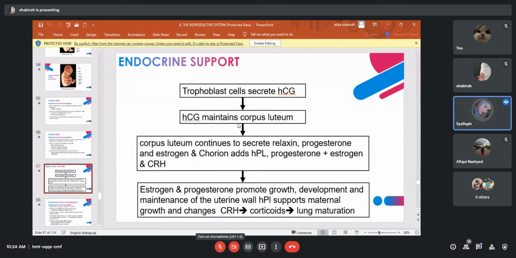Yang endocrine support ni, trophoblast cell secrete HCG, and then HCG will maintain corpus luteum. Corpus luteum continues to secrete relaxin, progesterone and estrogen and chorion adds HPL, progesterone adds estrogen and CRH. Estrogen and progesterone promote growth and development and maintenance of the uterine wall. HPL supports maternal growth and changes of CRH and corticoids to lung maturation. So next to Tika.